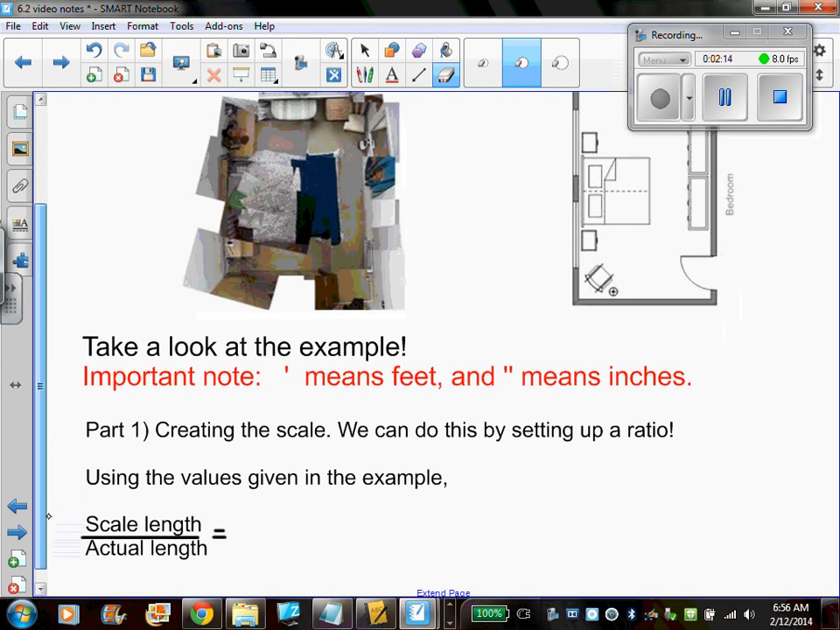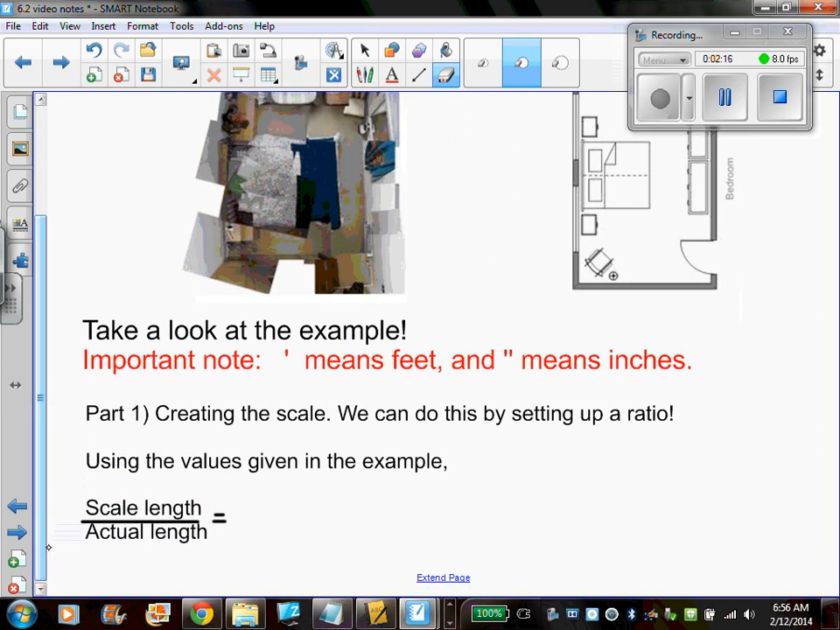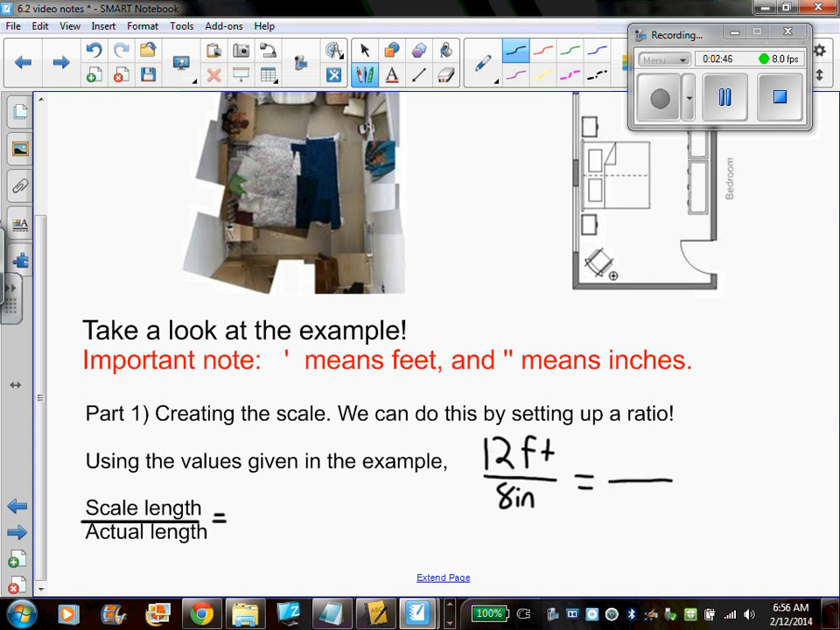So, to create the scale, all we have to do is set up a ratio. So again, remember, this is scale length over actual length. Let's say that we want our 1 inch for the scale. Well, if we want to figure out what each foot is per inch, what we're going to do is set up the 12 feet over 8 inches. When we do this division, we're going to figure out how many feet we have per 1 inch. And if you do 12 divided by 8, you're going to get the number 1.5. So we have 1.5 feet per inch.